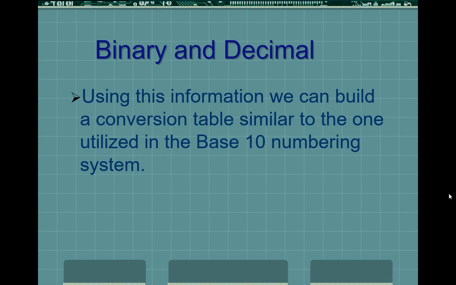Base 10, or decimal numbering system, is because there are 10 different options for digits: 0, 1, 2, 3, 4, 5, 6, 7, 8, and 9. In the binary system, it is derived off of a base 2, where there's only 2 possible digits, 0 and 1.